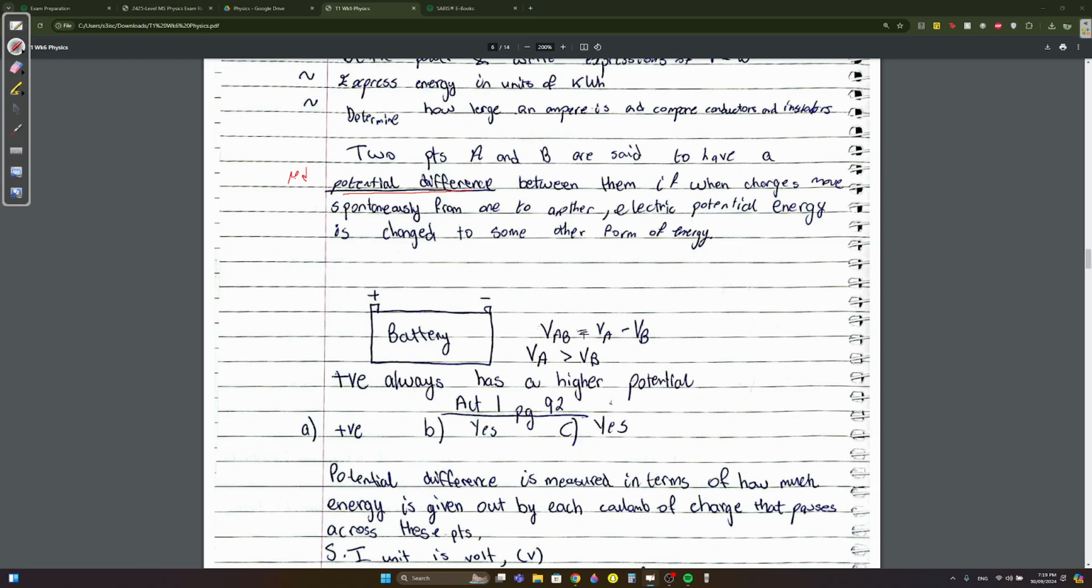VAB equals VA minus VB. This is A, this is B. VA is greater than VB. So you have A and B, right? The potential difference VAB is equal to the potential V of A. Potential difference is voltage, by the way. It is equal to the voltage of A minus the voltage of B, because we know it's going to flow from positive to negative.